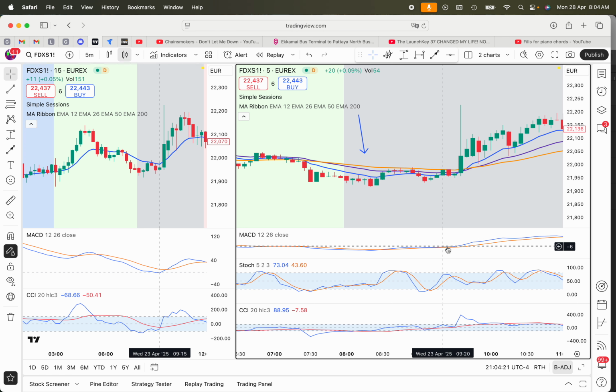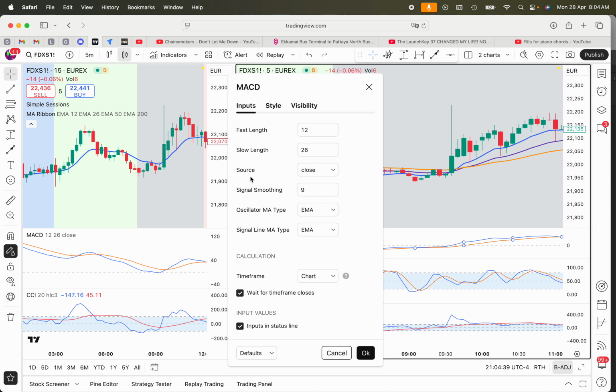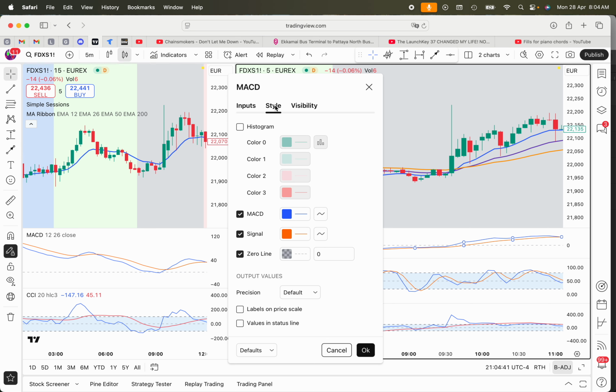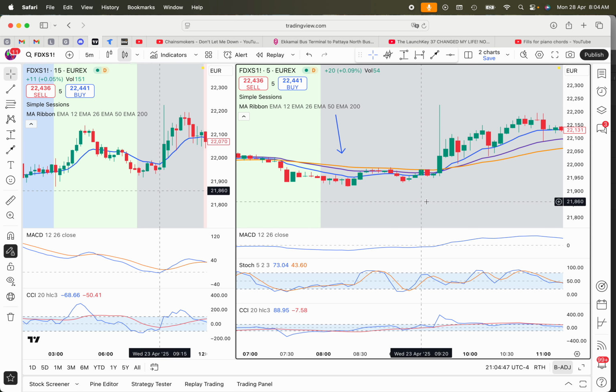The way I look at it is, when the blue line, the MACD line, is pointing upwards, it means there's strong momentum to the upside. There's more buyers in the market. In actual fact, we really don't even need the signal smoothing, the 9 on the MACD. I just find it a little bit more confusing than anything.